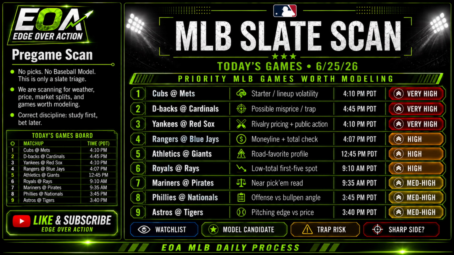All right, again, no bets from the scan. The scan only tells us which games deserve the model. But this show, we're going to do it a little bit differently. I actually ran a model on every single game. Normally, I could only run so much, but I actually had enough time to be able to get every single one of them. So we will actually go through each game, and I will tell you which one we will bet or pass.